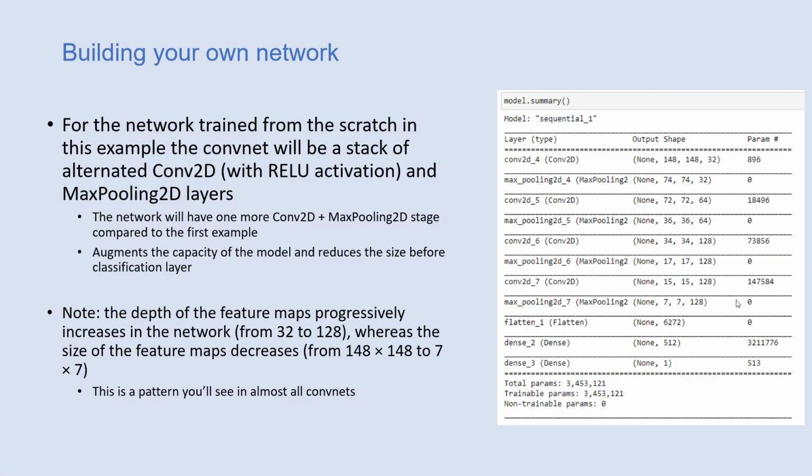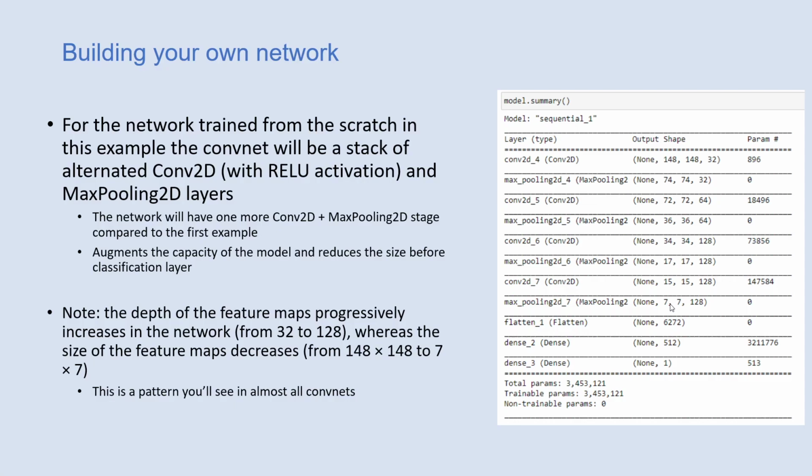Okay, here's a snapshot of the convolutional neural network that was built from scratch for the previous example in the reference that I gave. Unlike the first example, it has an additional layer, and the additional layer not only increases the capacity of the model but also reduces the size before the classification layer. So notice that the image starts at 148 by 148, and it keeps being divided by 2 at each layer, and eventually ends up being 7 by 7 because it has 3 layers.